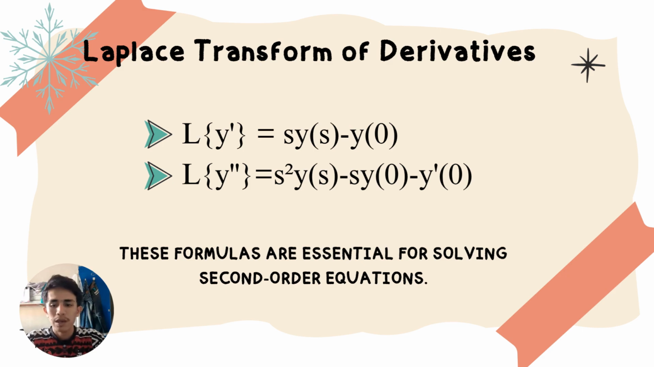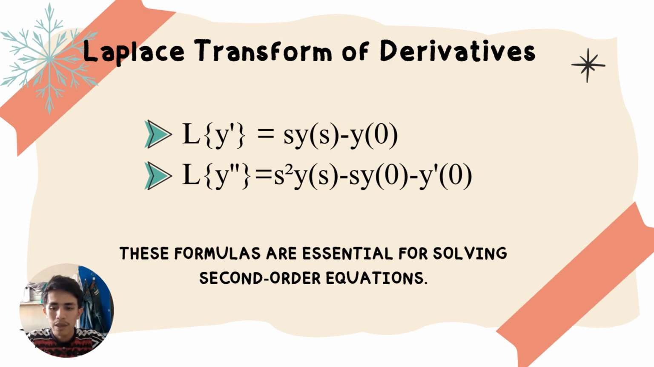For the first formula, which is L[y'] equals sY(s) minus y(0), the Laplace transform of the first derivative includes the initial value of the function, which is y(0).